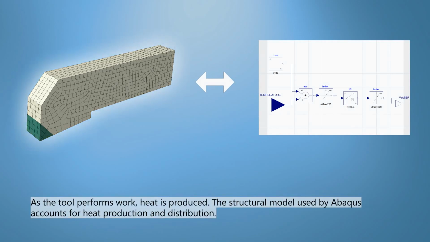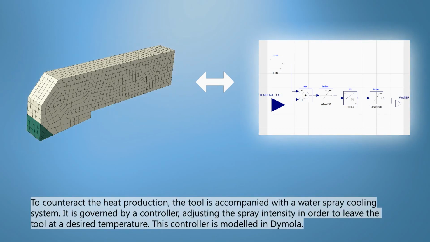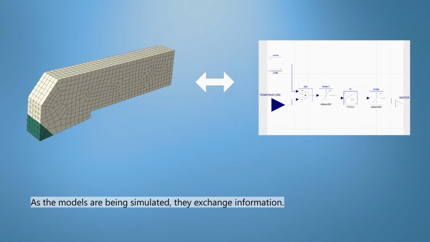As the tool performs work, heat is produced. The structural model used by Abaqus accounts for heat production and distribution. To counteract the heat production, the tool is accompanied with a water spray cooling system. It is governed by a controller, adjusting the spray intensity in order to leave the tool at a desired temperature. This controller is modeled in Dymola. As the models are being simulated, they exchange information.